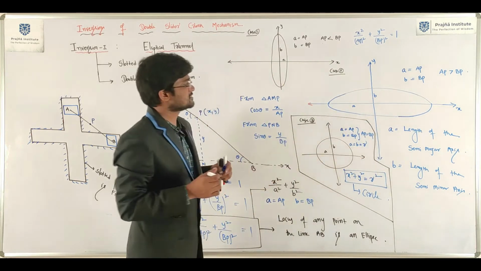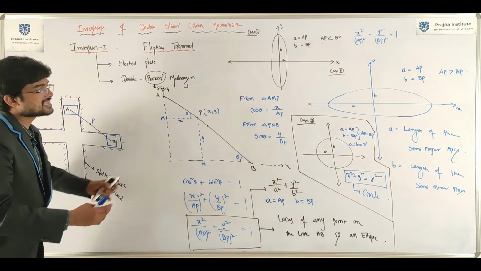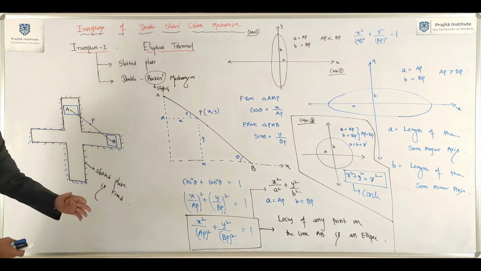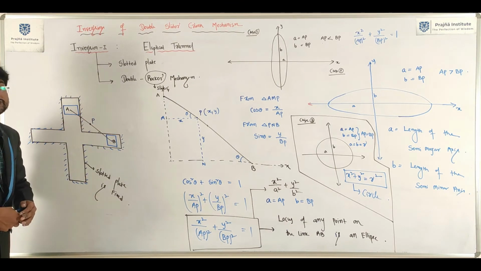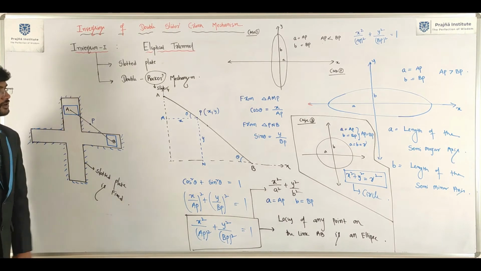Yeah, this is the thing. This is all about how to draw an ellipse by using the elliptical trammel. This is the first inversion of the double slider crank mechanism. Right up to here?